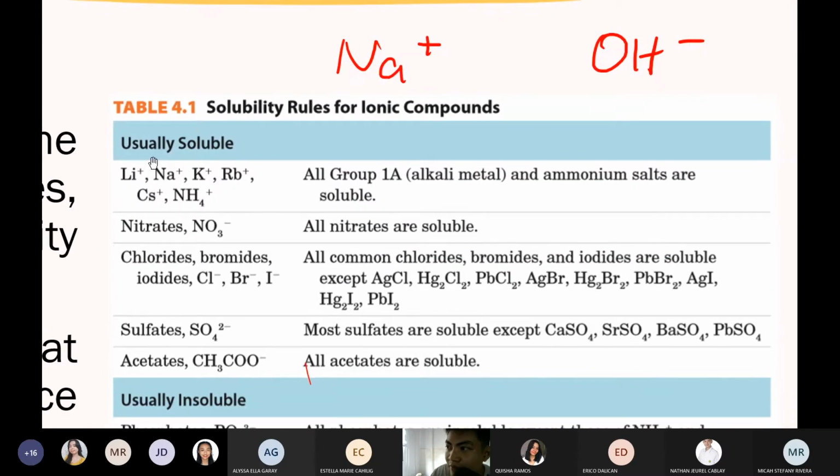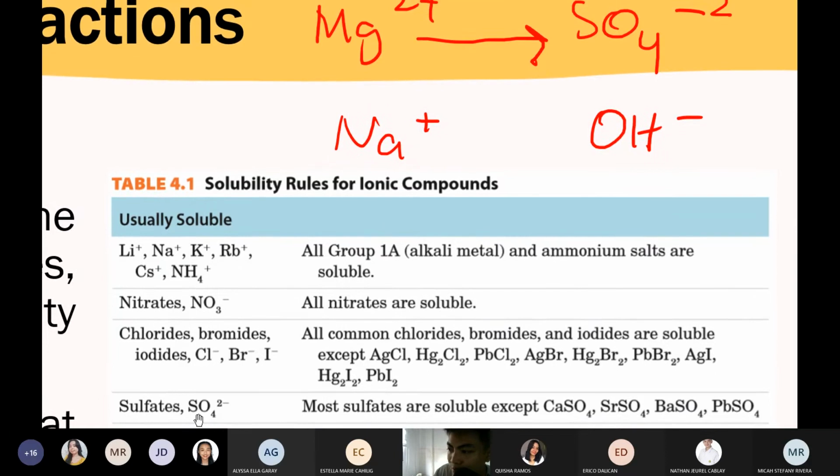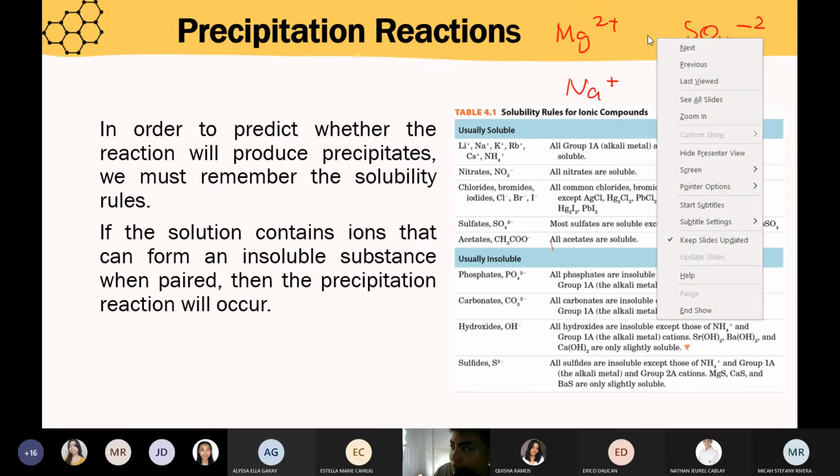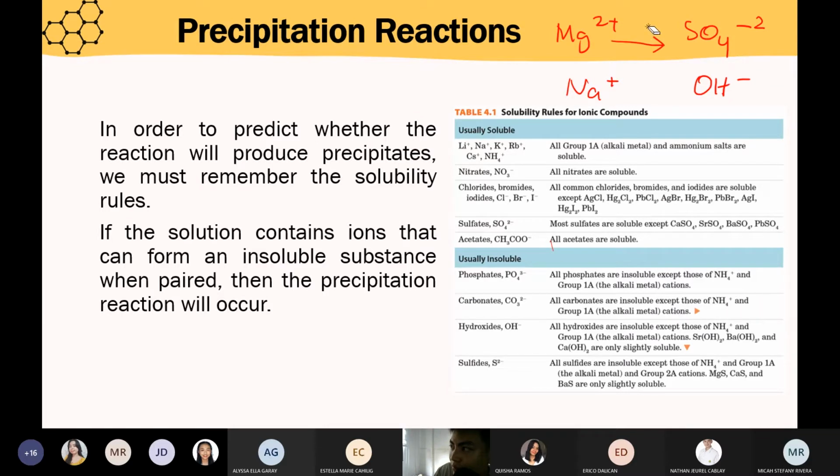Sabi dito, sulfates are usually soluble except calcium, strontium, barium, lead. Okay? So, they are usually soluble except calcium, strontium, barium, lead. Ang cation natin dito is magnesium. Wala siya dito sa exception. So, ibig sabihin, magnesium sulfate is soluble. Okay? So, soluble yan. Hindi mo sila pwede pagsamahin to form precipitate. So, soluble ang MgSO4.